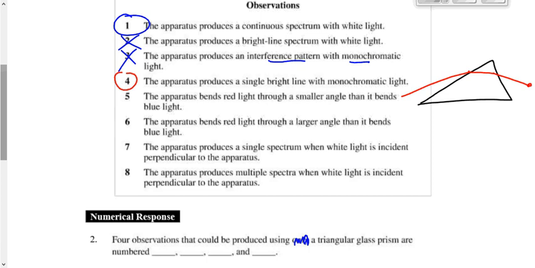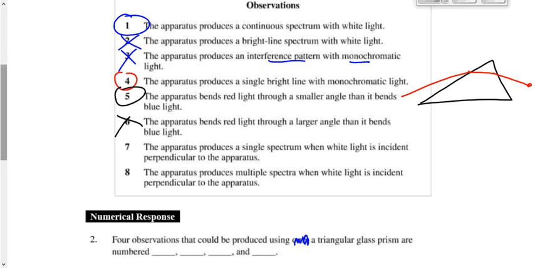Does the prism bend red light less? Yes. So that's going to be a prism. Then it therefore can't bend red light more. How would I change this question to make 6 correct? Which of the following could be produced not by a prism, but by a diffraction grating? Because diffraction gratings bend red light more than blue. Prisms bend red light less than blue.